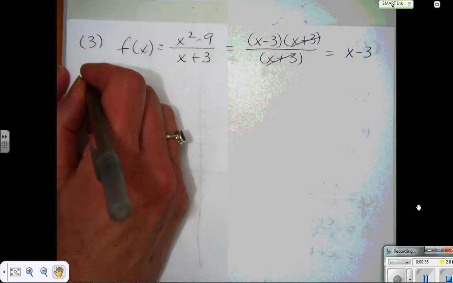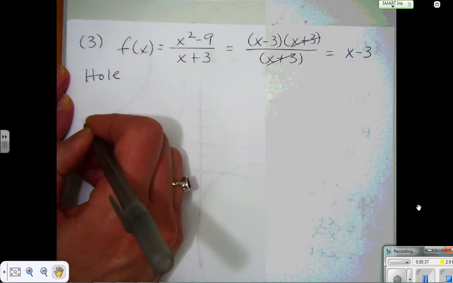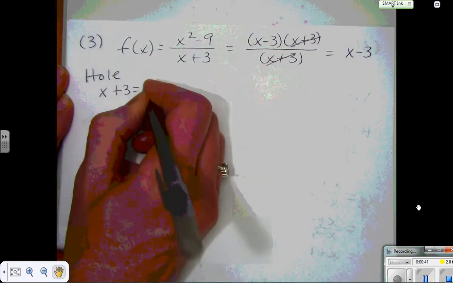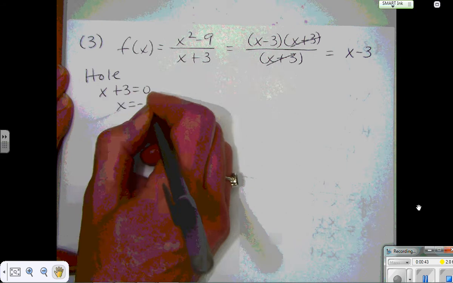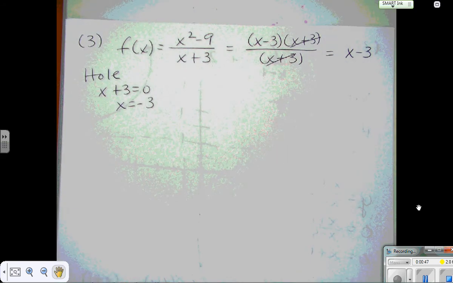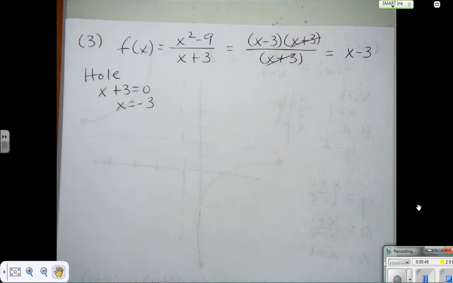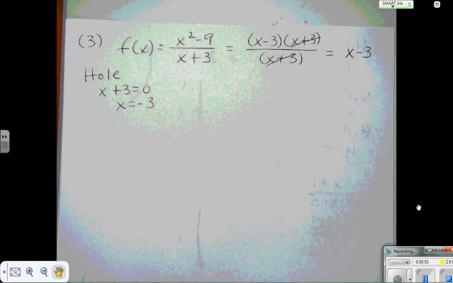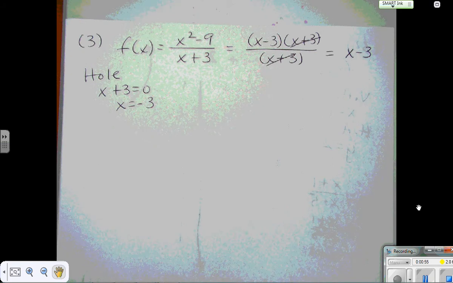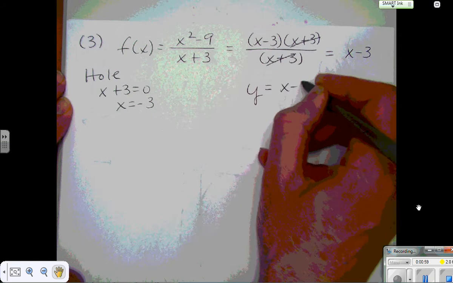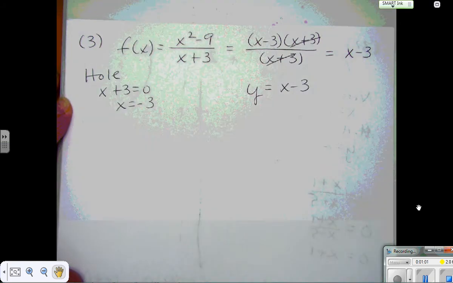Okay, so you're going to have a hole where x equals negative 3. So take the denominator that factored out, set it equal to 0, and that's where the hole is. So that means that you're not going to have a vertical asymptote because it reduced out. All you're going to have left is this line, y equals x minus 3. That's the only part of the graph that's left.